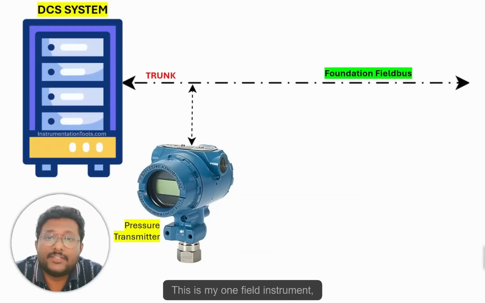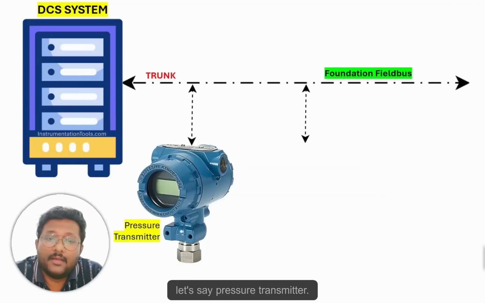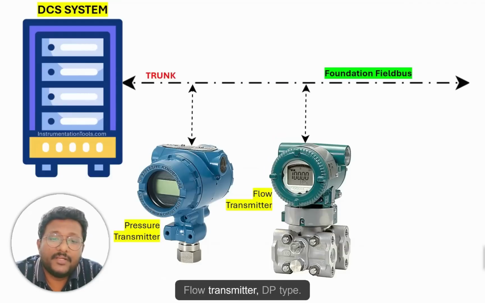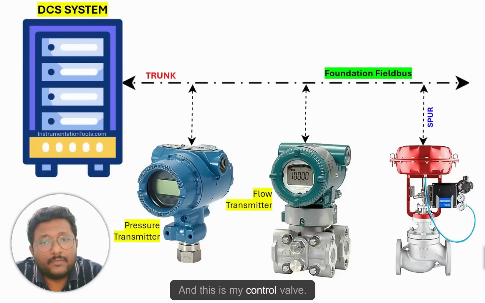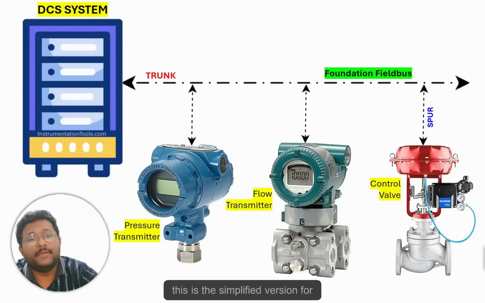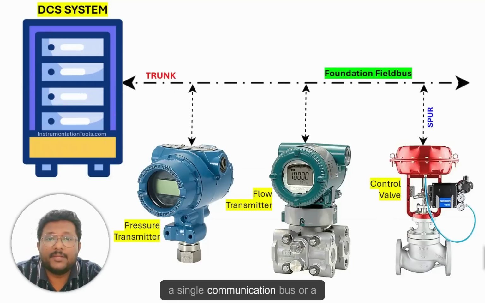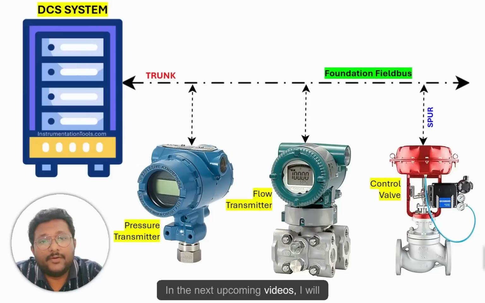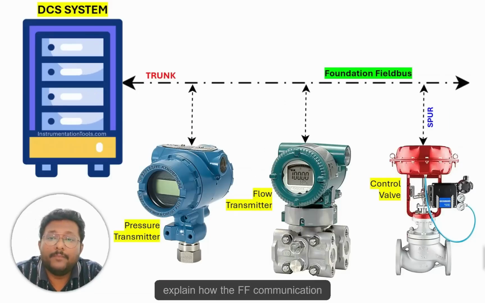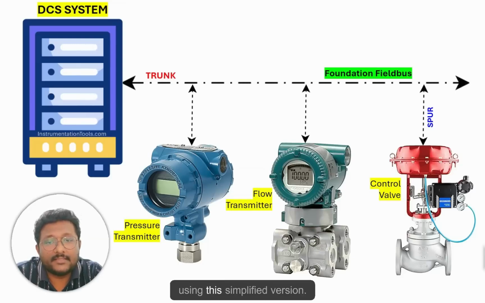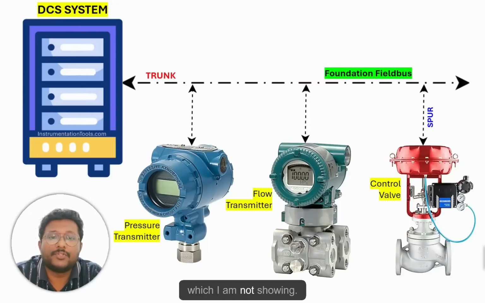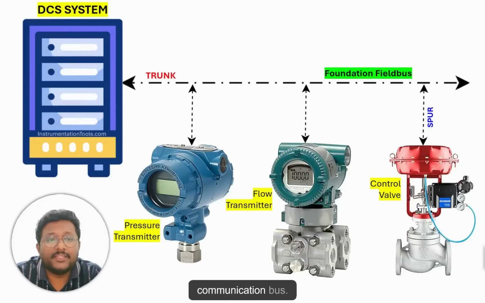This is my one field instrument, let's say pressure transmitter. This is my second field instrument connected to the junction box, flow transmitter, DP type, and this is my control valve. This is the simplified version for a single communication bus or a single FF junction box. In the next upcoming videos, I will explain how the FF communication works using this simplified version. Remember, FF junction box is there, which I am not showing. I am simply showing you the communication bus.